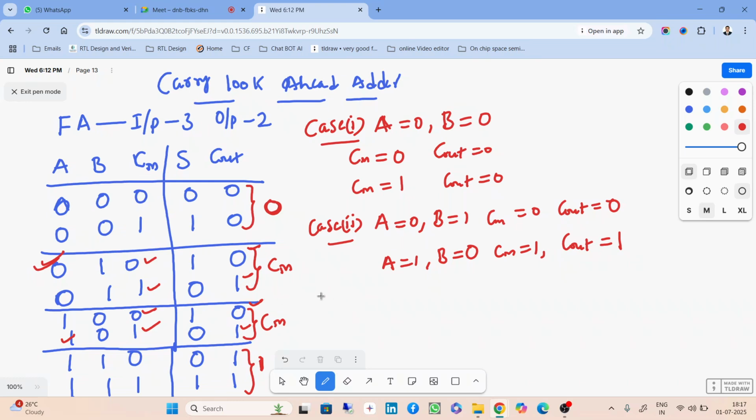Okay, and next case 3. Case 3, if you see, is nothing but case 2 rewritten. First, this one I wrote for the first one, and this one I wrote for the second one.